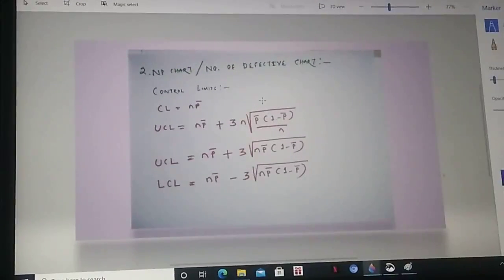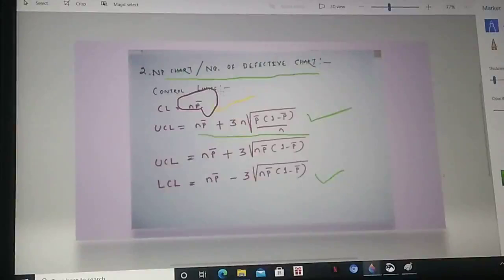Now the next chart is the NP chart, that is the number of defective chart, and its control limit is given here. For determination of the control limits we are only changing a value, that n, we are multiplying by small n here, because this is the only change from the previous values of the P chart. So it is the NP chart or number of defective chart here. So upper control limit is nothing but n P bar plus 3 into root over n P bar into 1 minus P bar, and lower control limit is n P bar minus 3 into root over n P bar into 1 minus P bar.